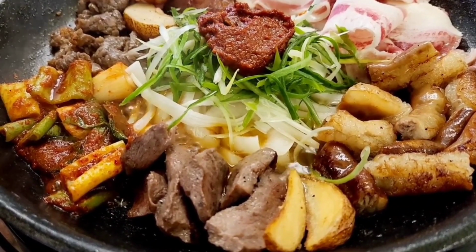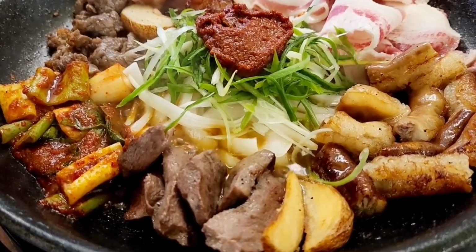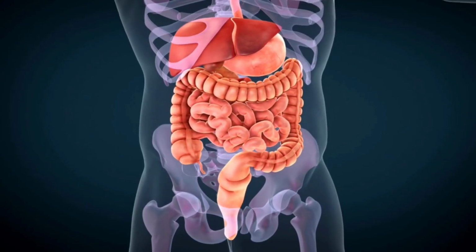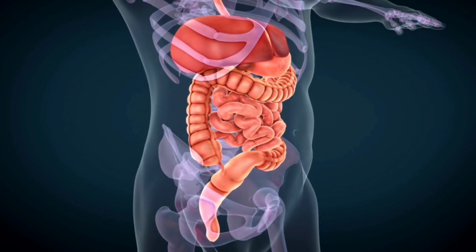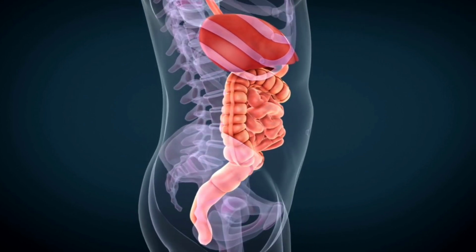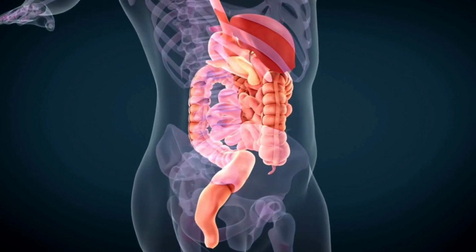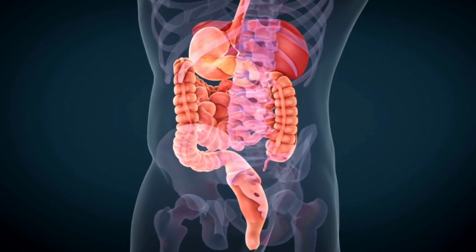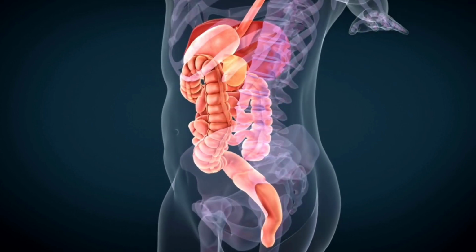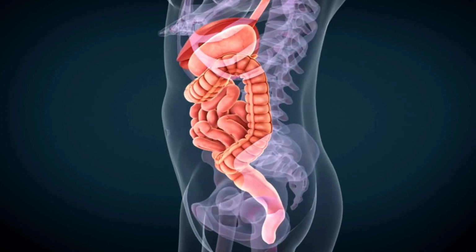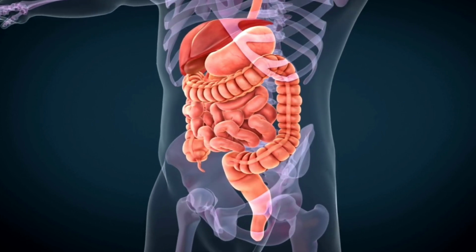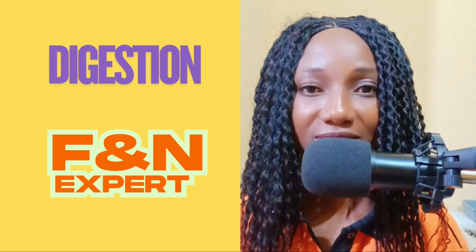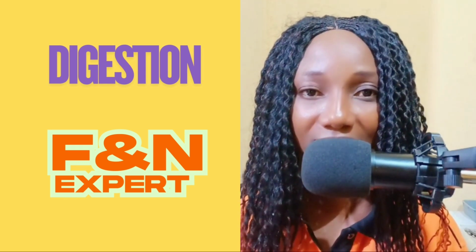Then we have the pancreatic juice from the pancreas, which contains enzymes that act on carbohydrates, proteins, and fats. The enzymes in pancreatic juice include, number one, amylase, which converts starch into maltose. Number two, we have trypsin. It converts proteins into peptides and peptones. Number three, we have lipase. It breaks down fat into fatty acids and glycerol.